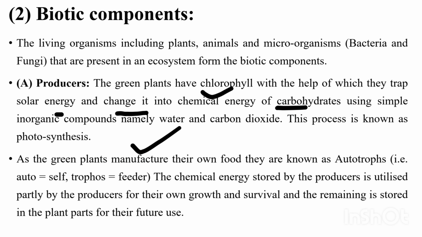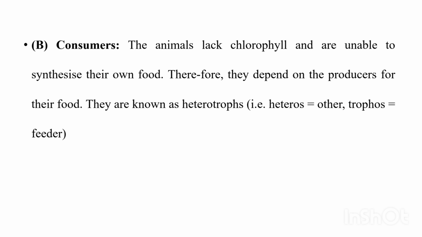The chemical energy stored by the producers is utilized partly by producers for their own growth and survival, and the remaining is stored in the plant parts for their future use. Okay, then consumers, the animals which lack chlorophyll, so they are unable to synthesize their own food, so they depend on the producers for their nutrition or food. So consumers are called heterotrophs. Heteros means other and trophos means feeder.